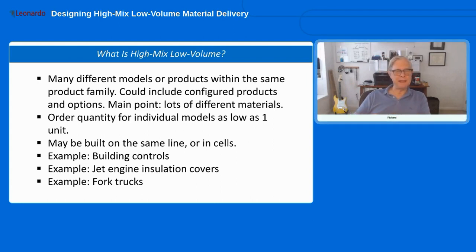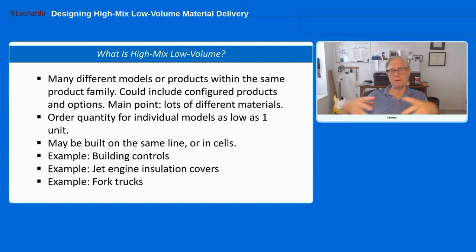Okay, so let's get right into definition. It's not too complicated. What we're talking about here is in a manufacturing environment, an environment where you have a lot of different models or products within the same family. So that's an important thing to understand. We're not talking about mixing entirely different products. That might be a challenge. Like motorcycles and air conditioners on the same production line, that might be a bit of a stretch.